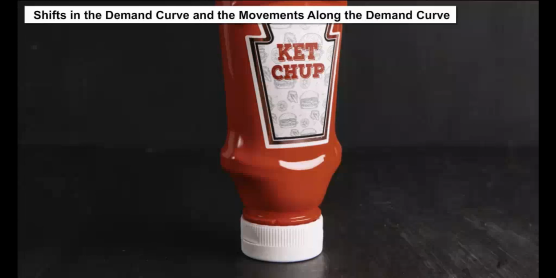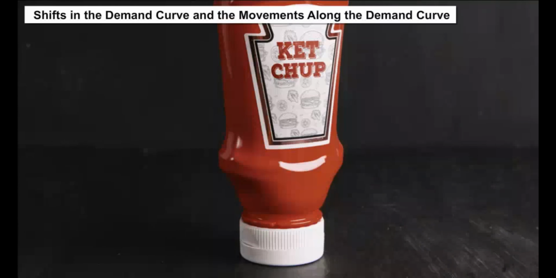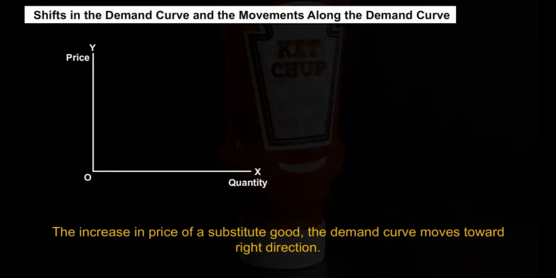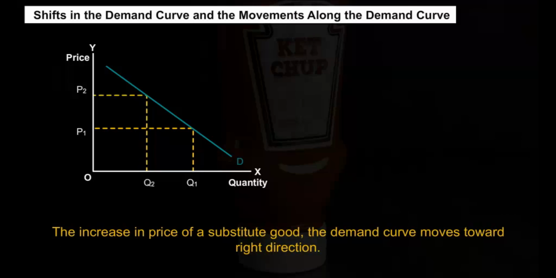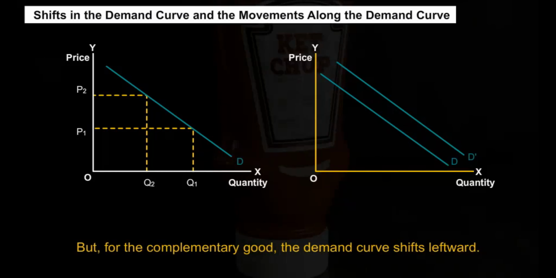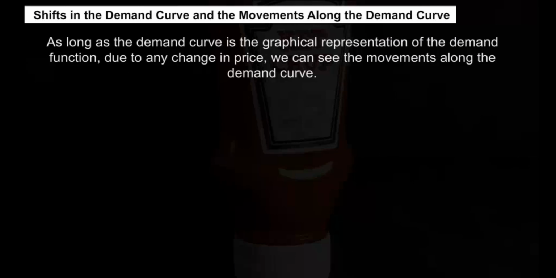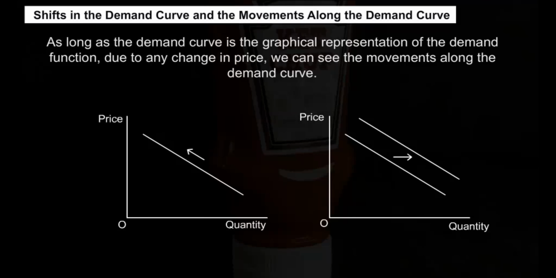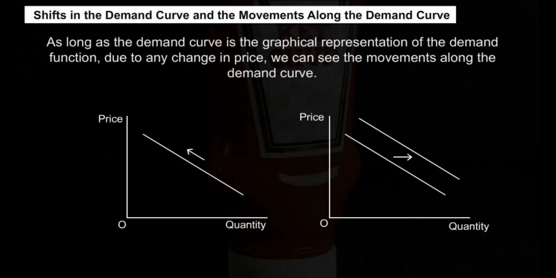Shifts in the demand curve and movements along the demand curve. With an increase in the price of a substitute good, the demand curve moves to the right. But for a complementary good, the demand curve shifts leftward. As the demand curve is a graphical representation of the demand function, any change in the good's own price results in movements along the demand curve.